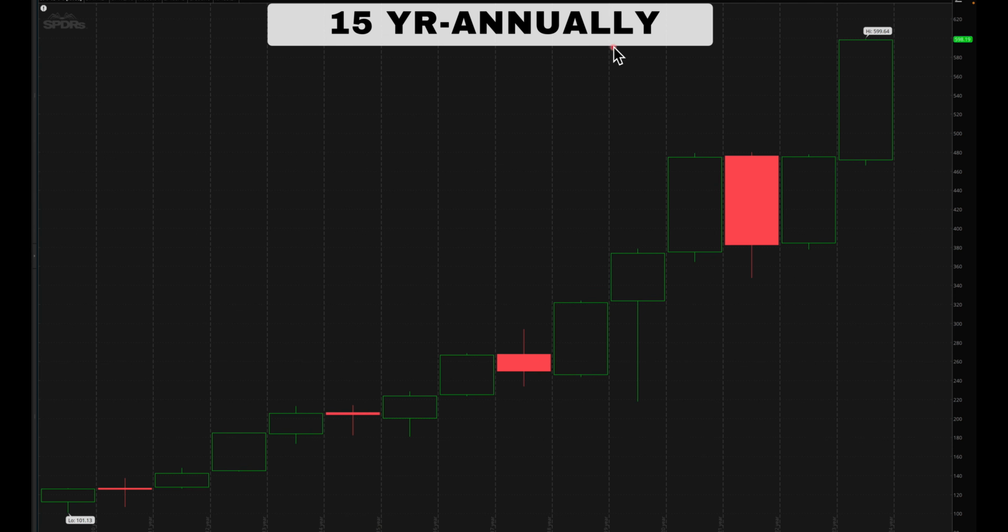So the past 15 years annually, this is the chart. Everyone knows it generally just goes up every single year, and there's only been one red year, two, three, four, and this one's so small it almost doesn't even count, to be honest. But four red years out of the past 15.